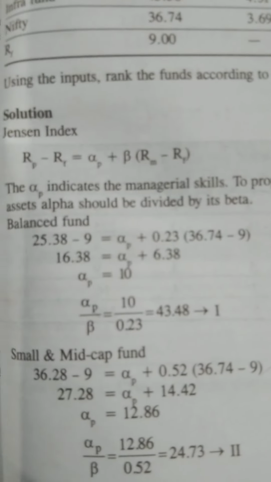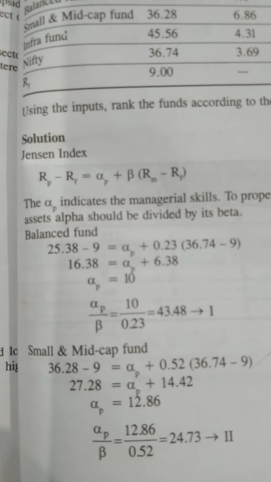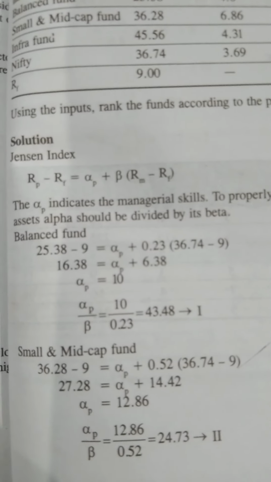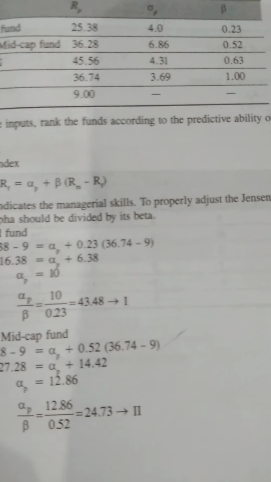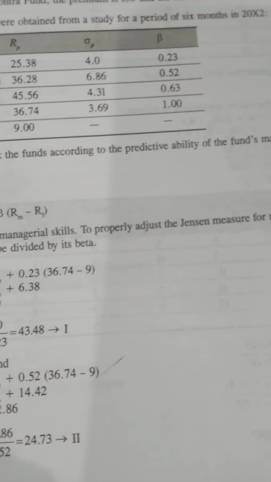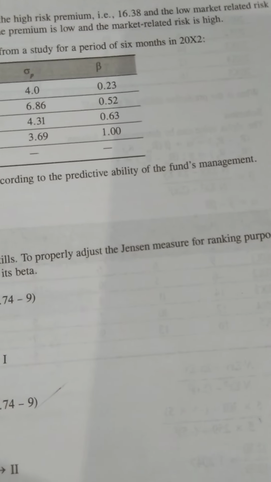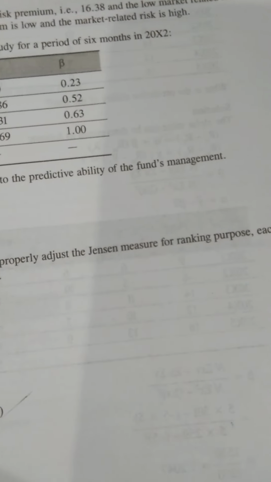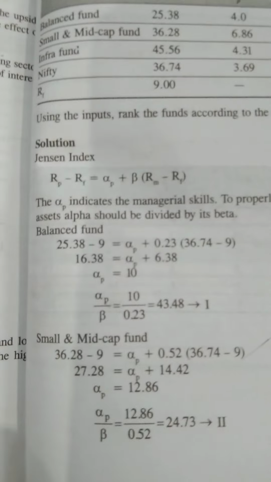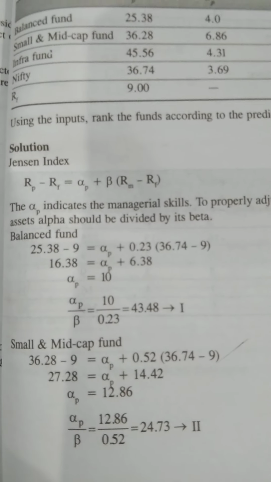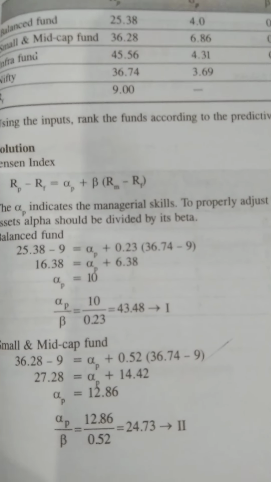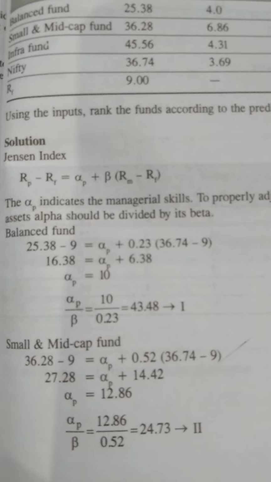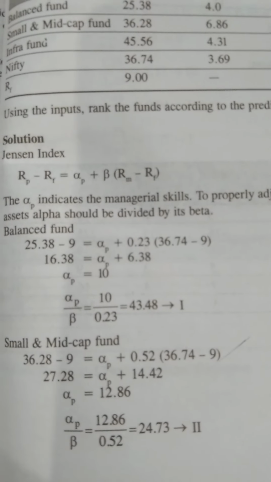Again, the Jensen formula I have already discussed: Rp minus Rf equals alpha p plus beta into (Rm minus Rf), and alpha p indicates the managerial skills. To properly adjust the Jensen measure for ranking purposes, each asset's alpha should be divided by its beta. They have done this for ranking purposes, but alpha is actually measuring the managerial ability.